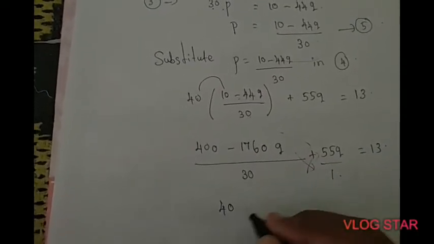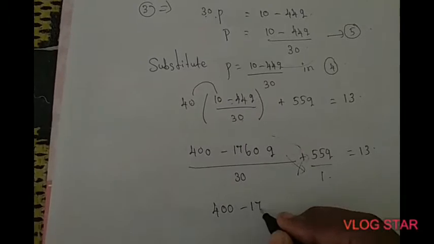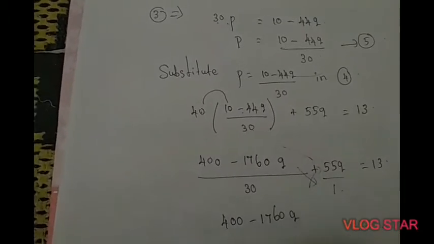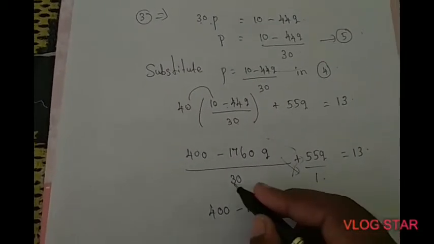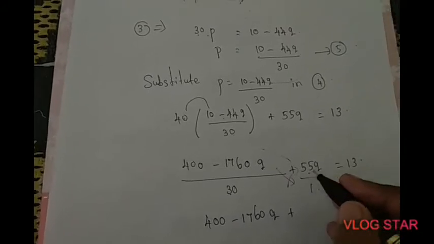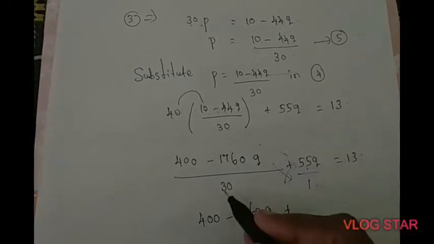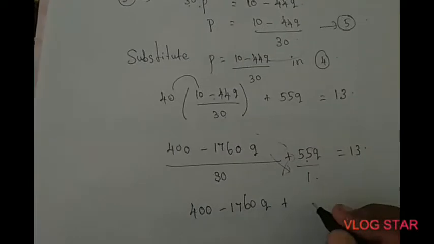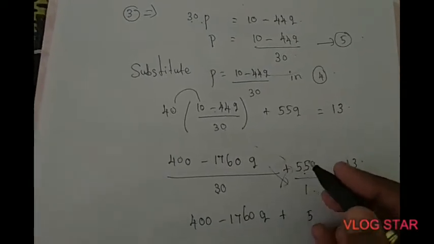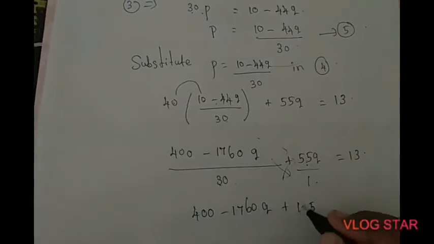Then we will get 400 minus 1760q. Next plus 30 into 55q. Okay, then first we have to multiply 55 into 3. 3 5s are 15 and remaining 1. 3 5s are 15 plus 1, 16.